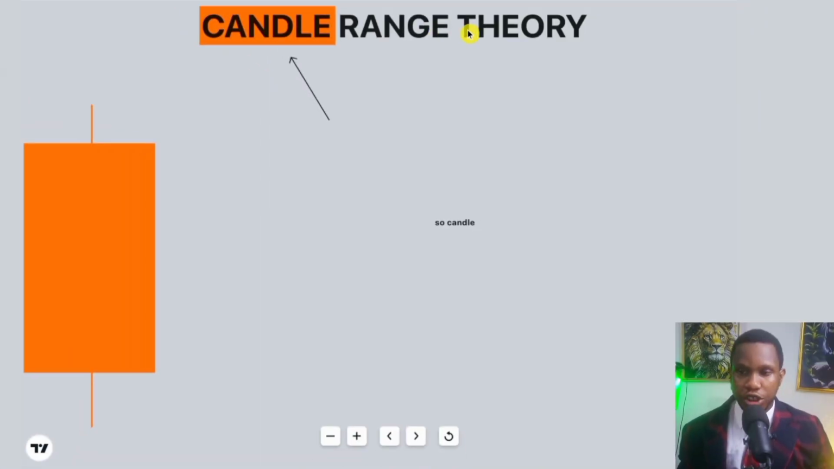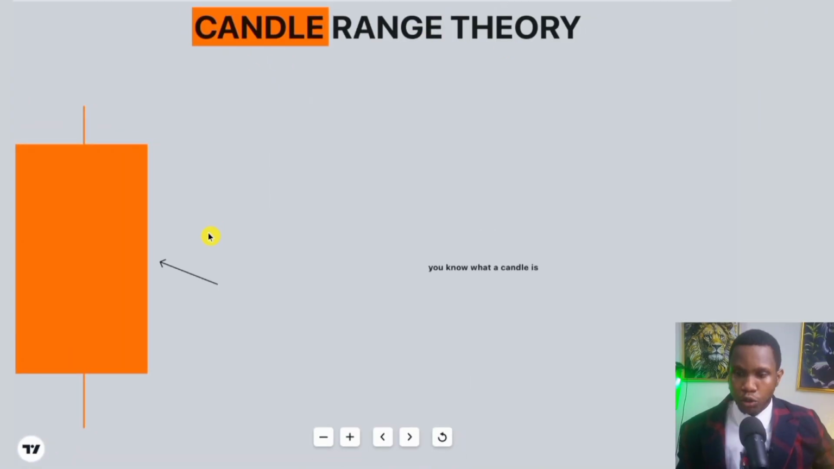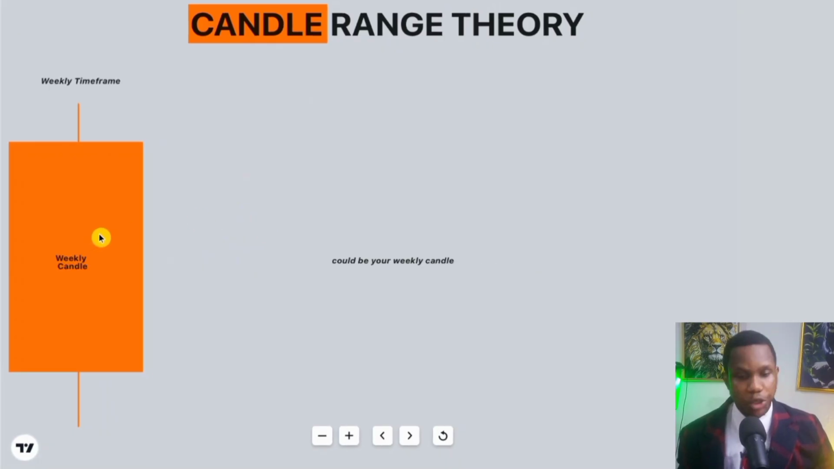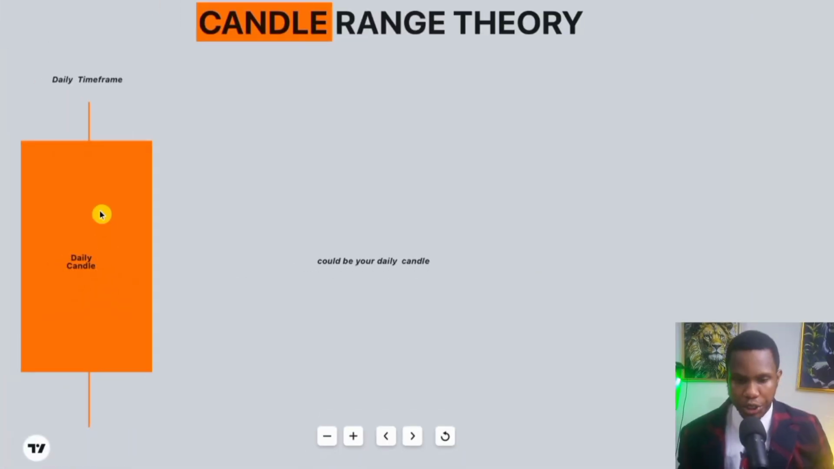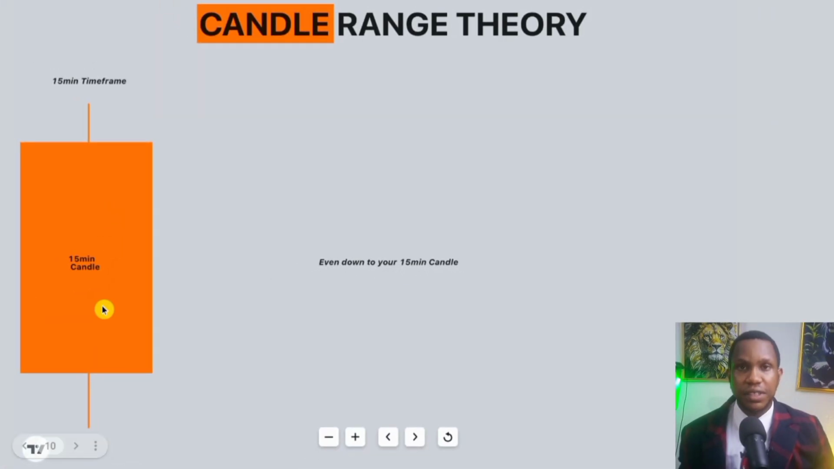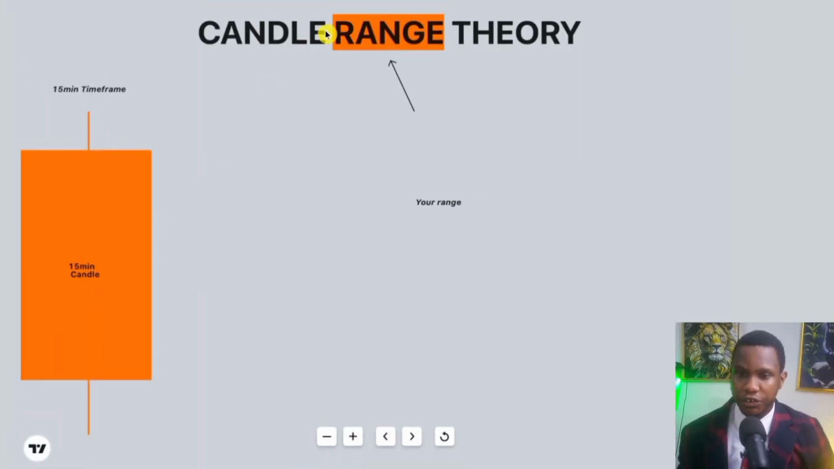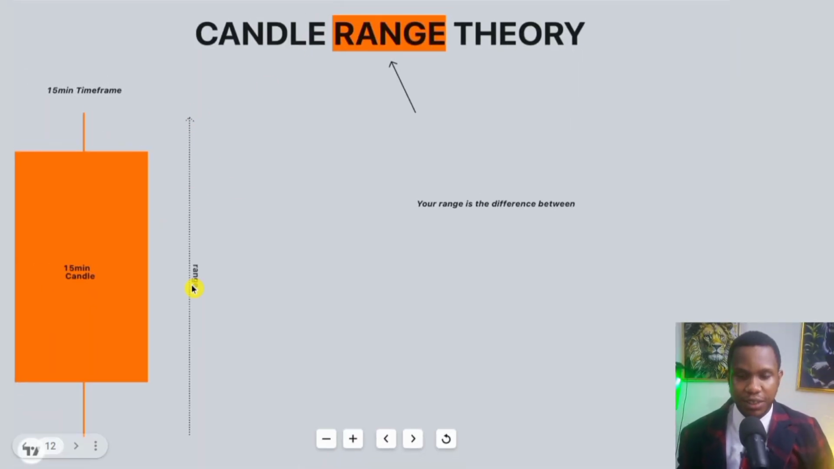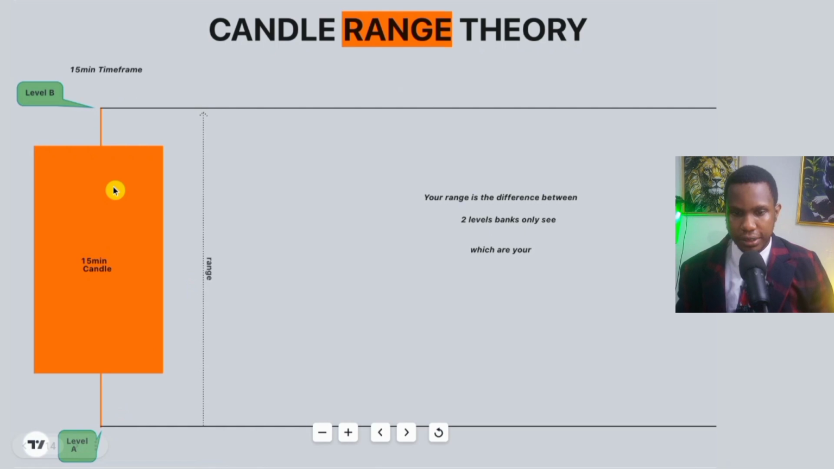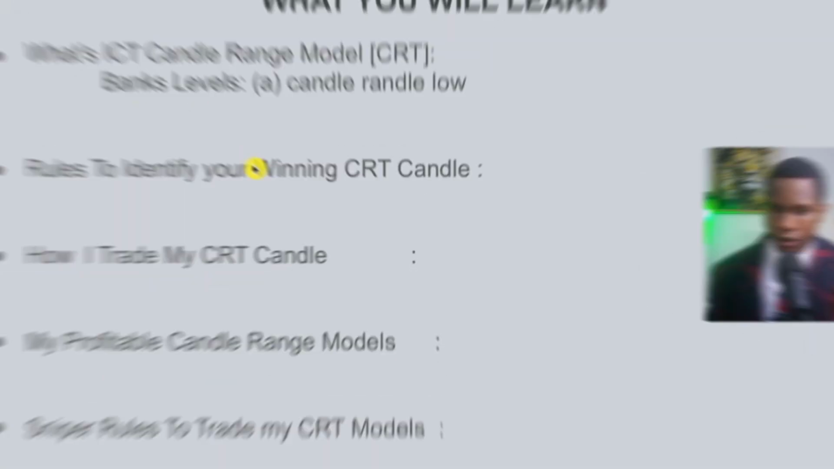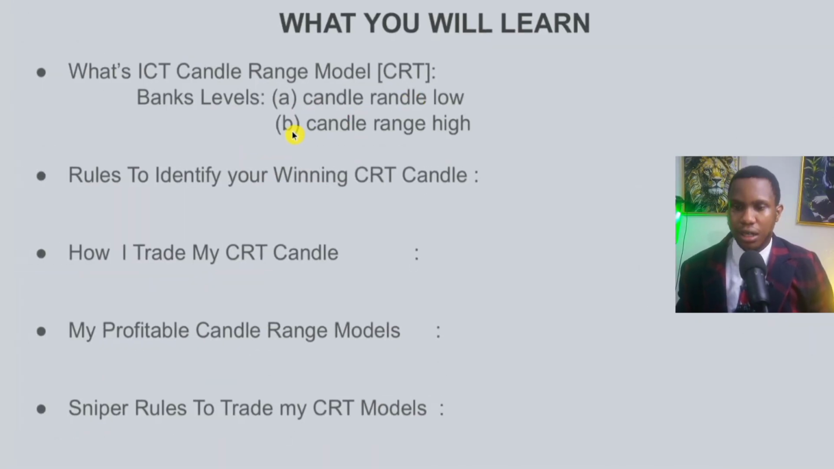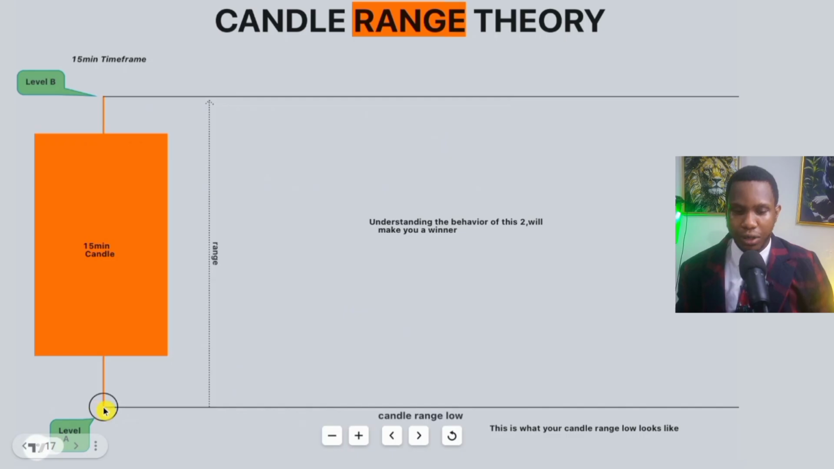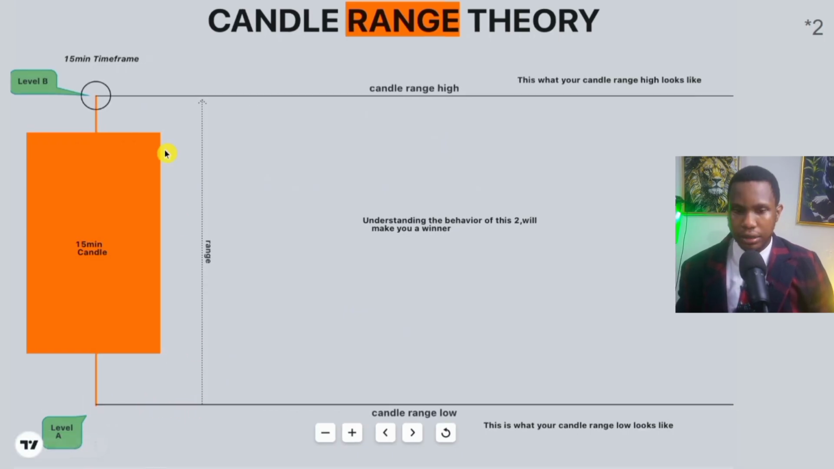The candle range theory, we start with the candle. You all know what a candle is. Could be your weekly candle, could be your daily candle, could be your 15 minutes candle, guys. Then range. Your range is the difference between two levels in the market, which are what? Your candle range low and your candle range high. This is what your candle range low looks like, and this is what your candle range high looks like. Understanding the behavior of these two will make you more money in the market.